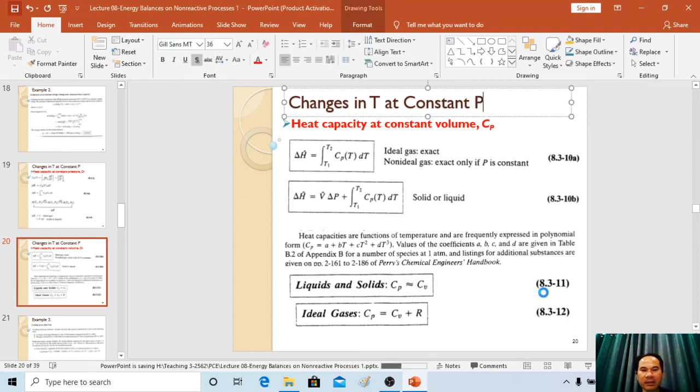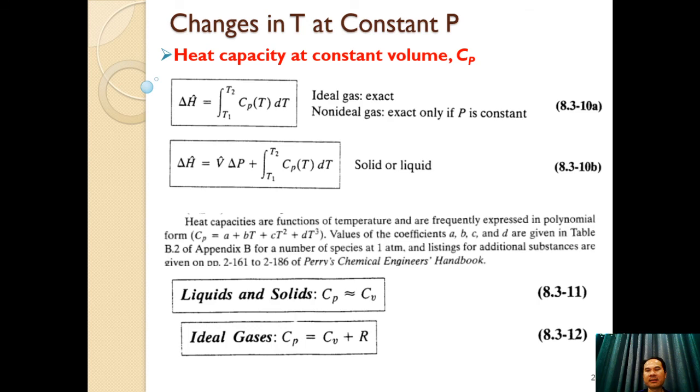And then you know the relationship between Cp and Cv for liquid and solid. Cp and Cv are equal. For liquid and solid, Cp equals Cv. But for ideal gas, Cp equals Cv plus R. Okay. Before I show you the example, I will stop the lecture now and we continue later. Thank you.